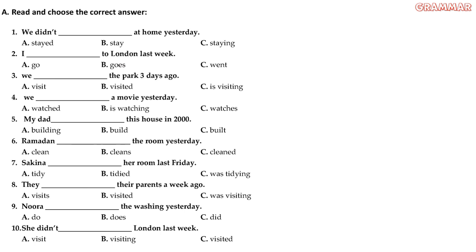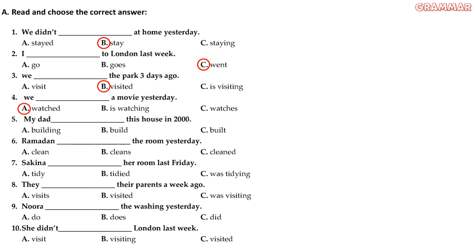Number one, we didn't. Don't say we didn't stayed. No, we didn't stay. Two, I, to London last week. Last week, it means past. So I went. Three, we, the park 3 days ago. Also, this is past as long as you have the word ago. So we visited the park 3 days ago. Four, we, a movie yesterday. We watched a movie yesterday.